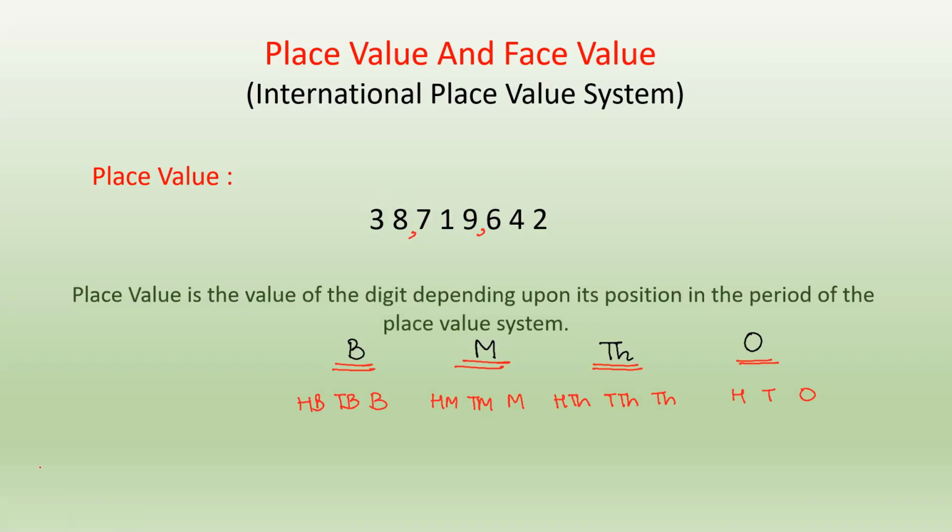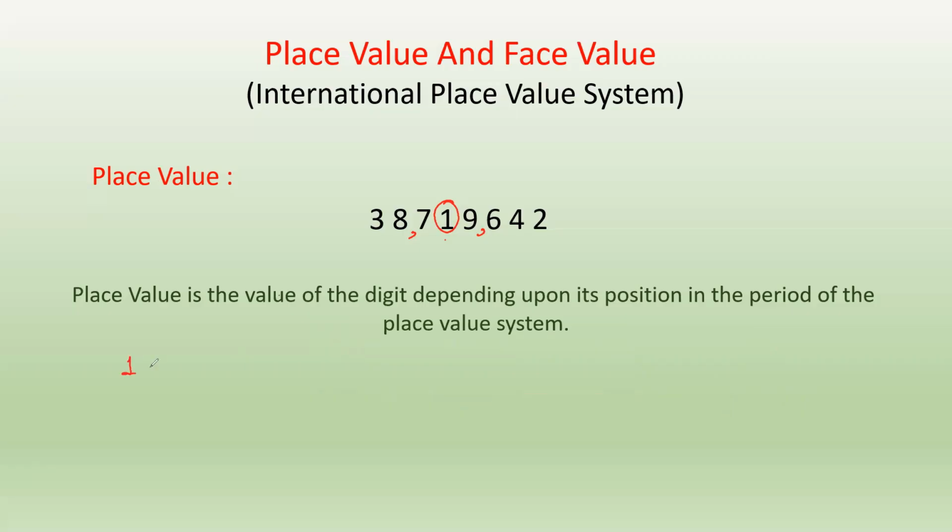Place value is the value of the digit depending upon its position in the period of a particular place value system. So what does this basically mean? If I want to know the place value of the digit 1 in it, I look at the period in which it belongs. So 1 belongs to the period of thousands. At what place does it belong? It belongs at the place of 10,000s. So what will be the place value? Simply we multiply 1 by 10,000 and the answer is 10,000 only.